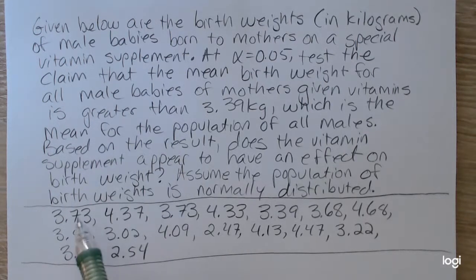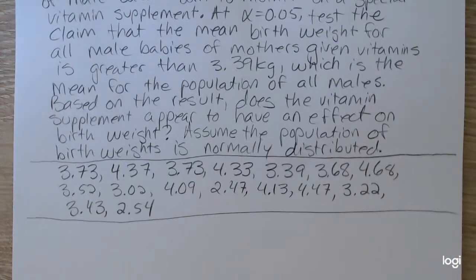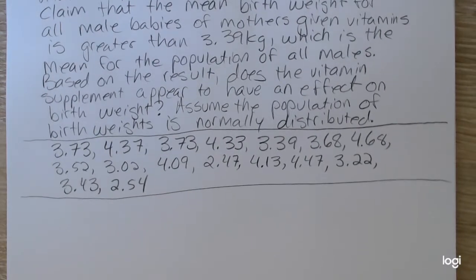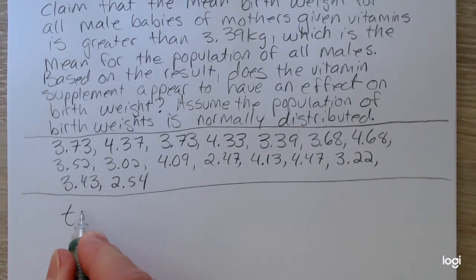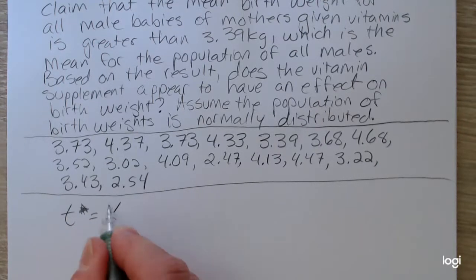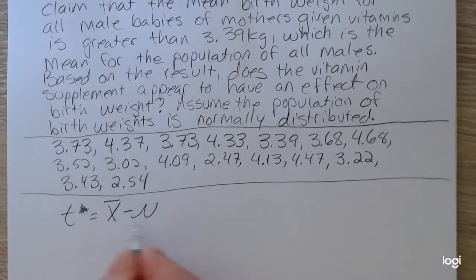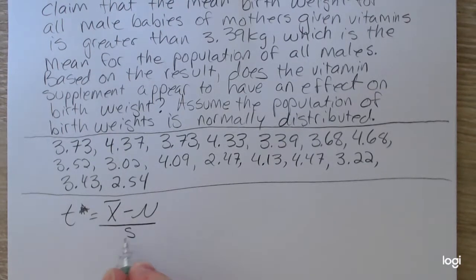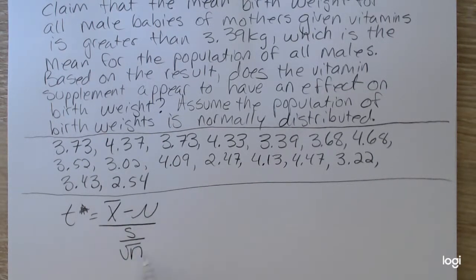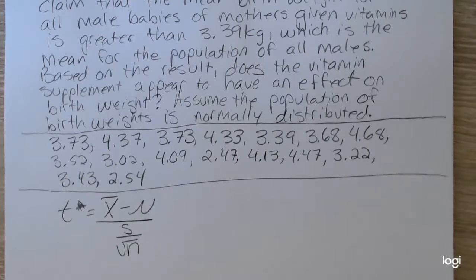Alright, so these values listed below are the birth weights, and to find our standardized test statistic, there's a couple pieces we need. We're going to need x bar, the claimed parameter from the hypotheses, the sample standard deviation, and our sample size. Okay, so here is the formula for our standardized test statistic for a t-test.